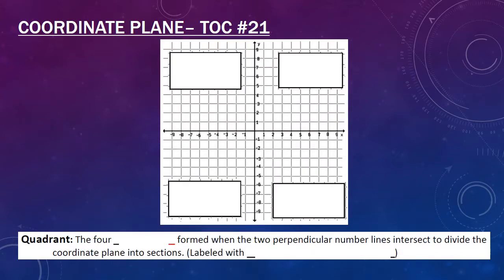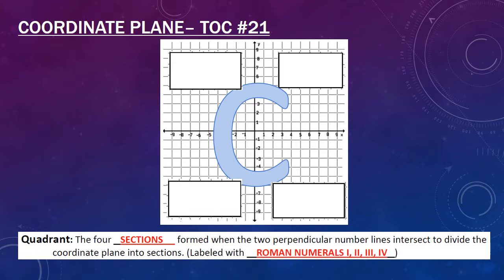Okay, the last word that you have to know for your vocabulary is something called a quadrant. Now, if you think what we talked about before, quadrilaterals had 4 sides. Quadrants are the 4 sections formed when the 2 perpendicular number lines intersect to divide the coordinate plane into sections, and they are labeled with Roman numerals. Okay, so I drew this C on top of the coordinate plane, and you can do that with a highlighter or lightly with your pencil if you have it, because you're going to label other parts. And the C is for a coordinate system.